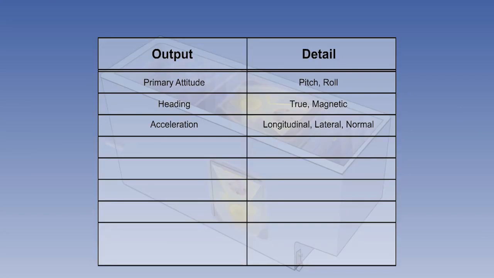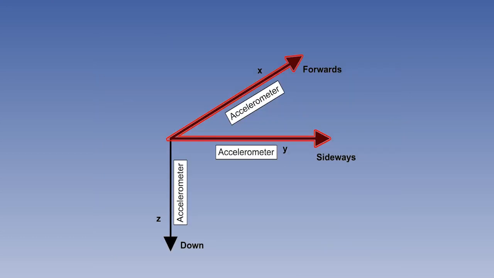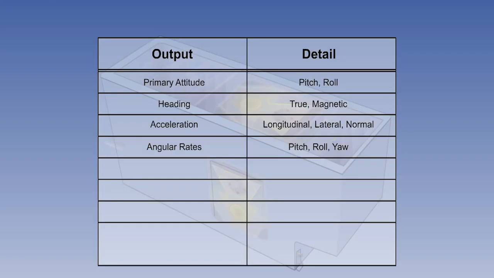Acceleration is measured in the longitudinal, lateral, and normal sense, in other words, forwards, sideways, and down. Note that, unlike INS, we now need 3 accelerometers, not 2. Also, notice that the horizontal accelerometers are not north and east this time. They are longitudinal and lateral. The IRS gives angular rates of pitch, roll, and yaw, just as the INS did. And it gives inertial velocities north-south, east-west, and ground speed, as the INS did.